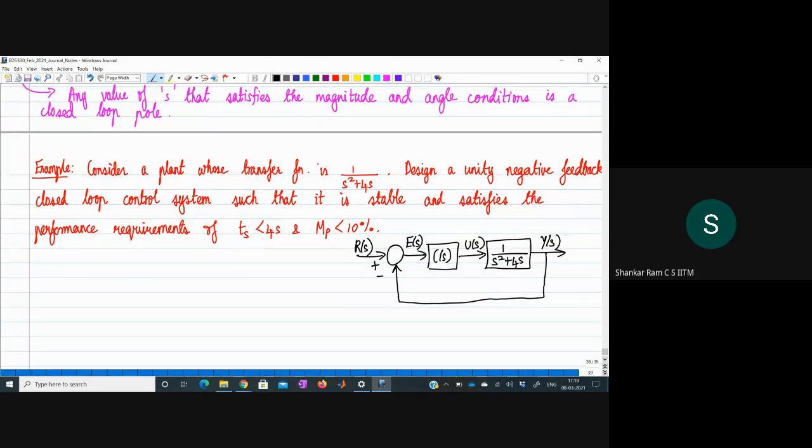Then what we do is the following. We essentially start solving the problem, right? So we have the plant transfer function as 1 by s squared plus 4s. So what are the poles of the system? They are going to be 0 and minus 4. Very good. So is the plant stable to begin with?